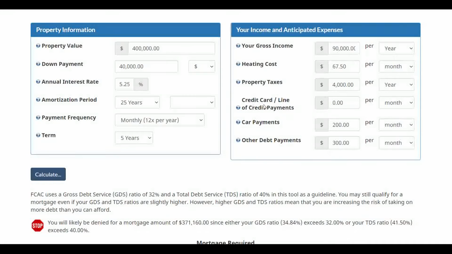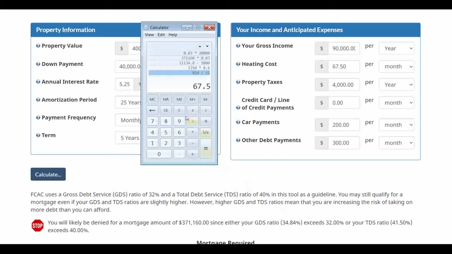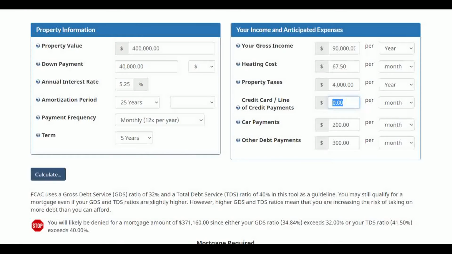Credit card and lines of credit payment. So when it comes to credit cards and lines of credit, what banks will do is they'll use 3% of your outstanding loan balances, right? So you have $5,000 in a credit card balance or a line of credit. They'll do 5,000 times 3%, $150. So now this is your monthly payment. So you just plug that in here.